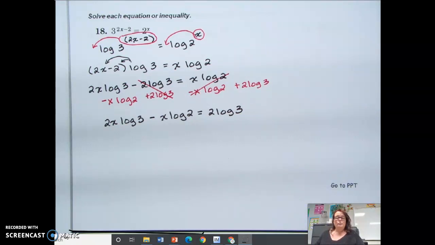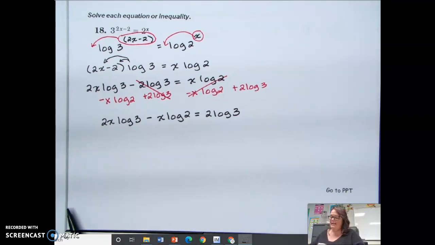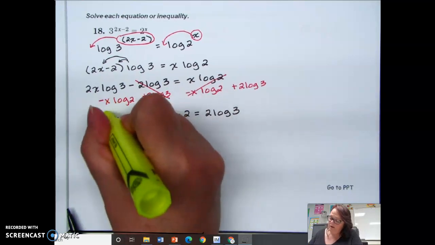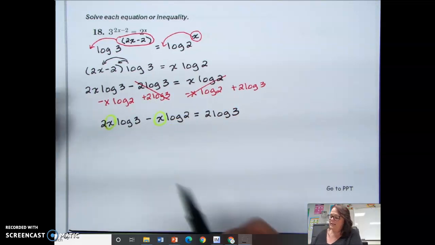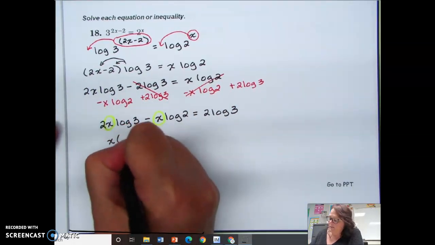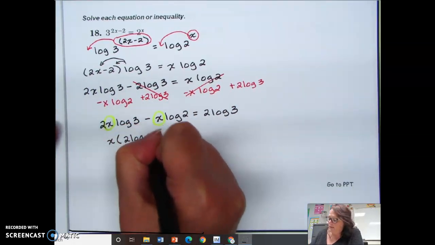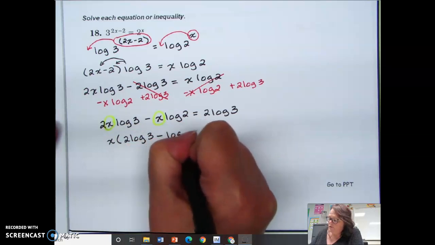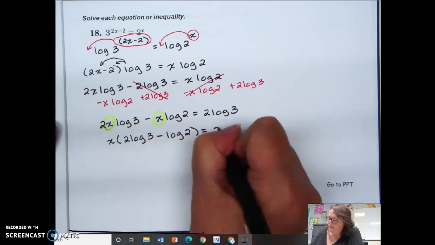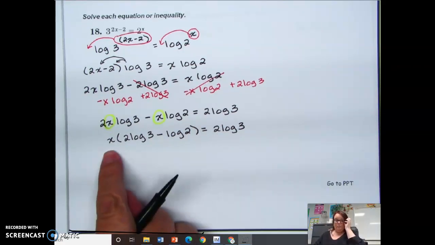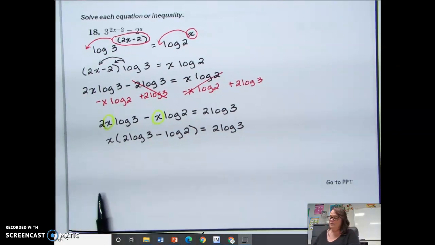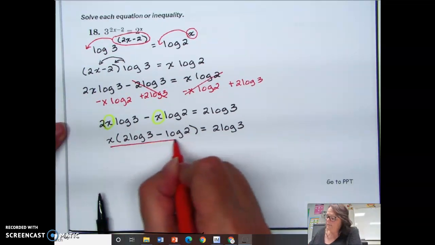So I'm going to ask you, what do you think the next step should be? And so you notice we're trying to get x all by itself. So that's why we got all the x's on one side. And so by doing that, I can now factor the x, and I'm left with 2 log of 3 minus the log of 2. So now that I just have a product with x, I can divide by that parenthesis.